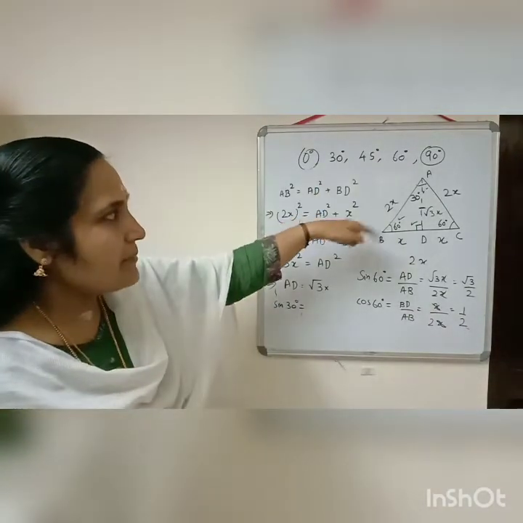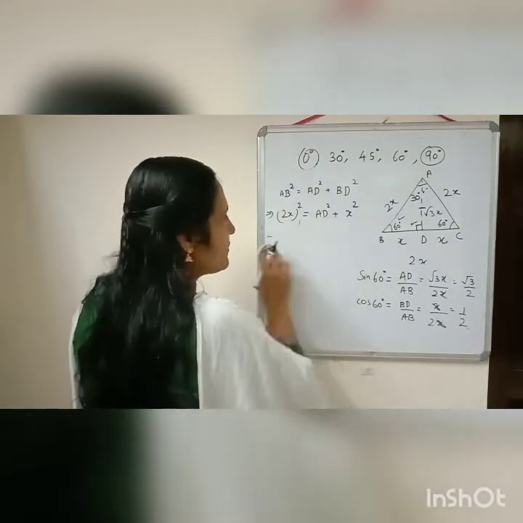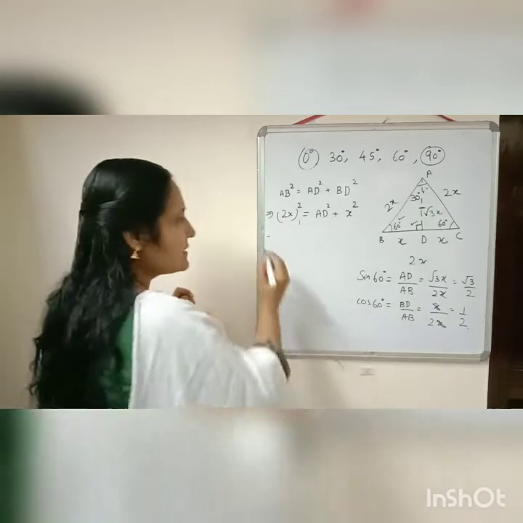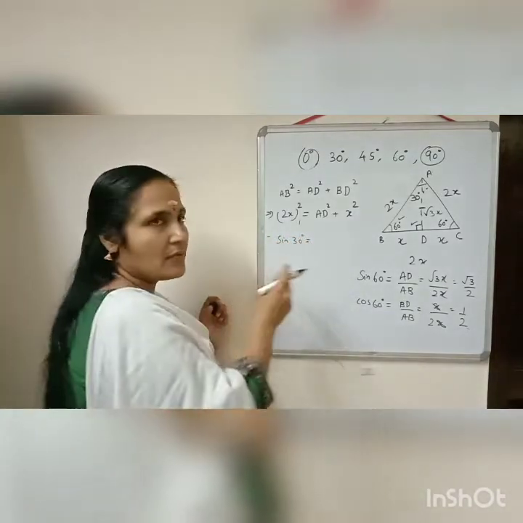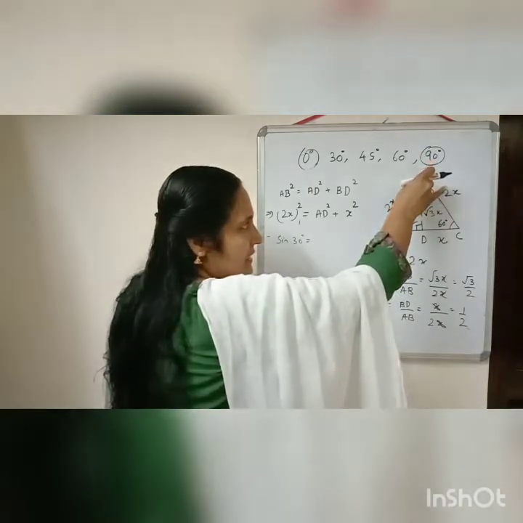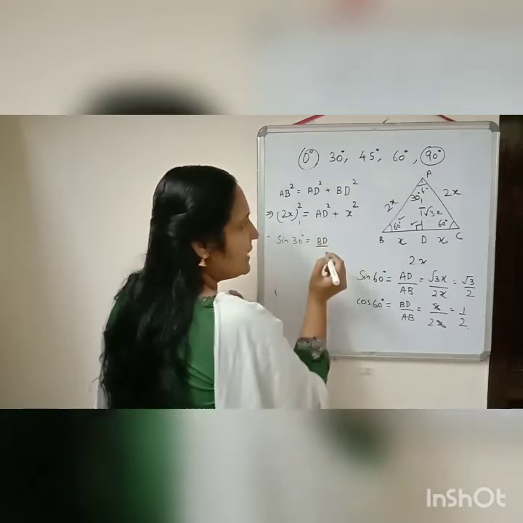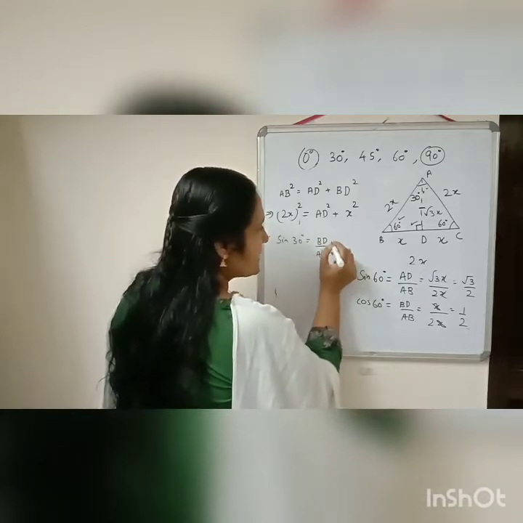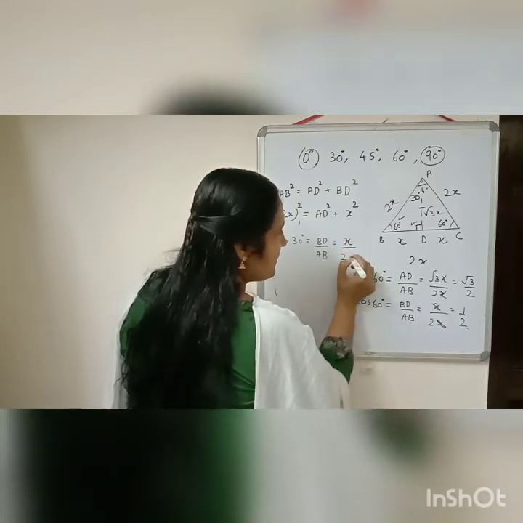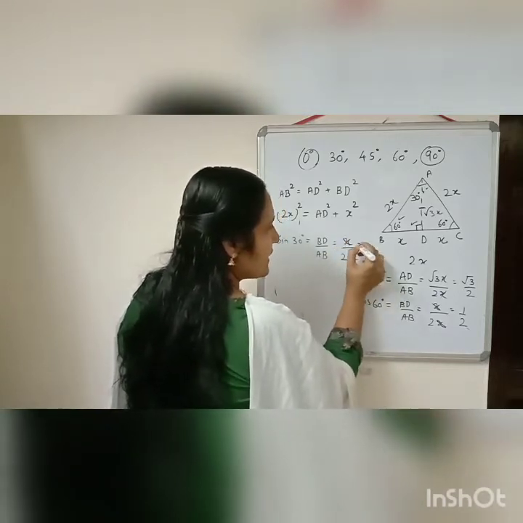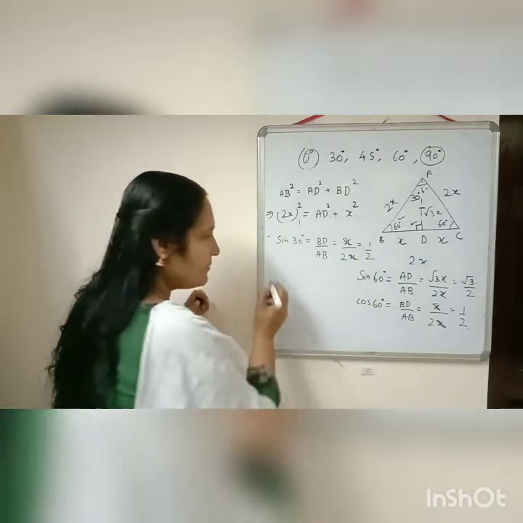Then in the same triangle we have 30 degree also. So 30 degree also we can calculate. So just write down there, sine 30 degree is equal to, according to the formula, side opposite to 30 degree, that is equal to BD by hypotenuse AB. BD is equal to how much? x, and AB is equal to 2x. So x and x will get cancelled. We will get sine 30 degree is equal to 1 by 2.